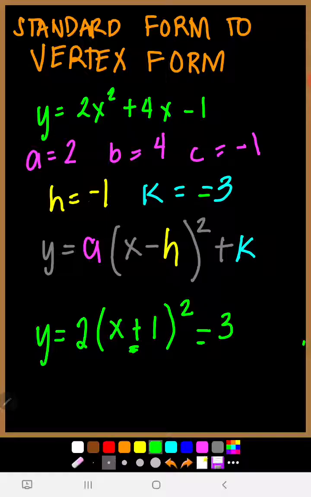So, there you have it. I hope you understood the different forms of the quadratic function, the standard form and the vertex form, and how to transform them from standard form to vertex form and from vertex form to standard form.